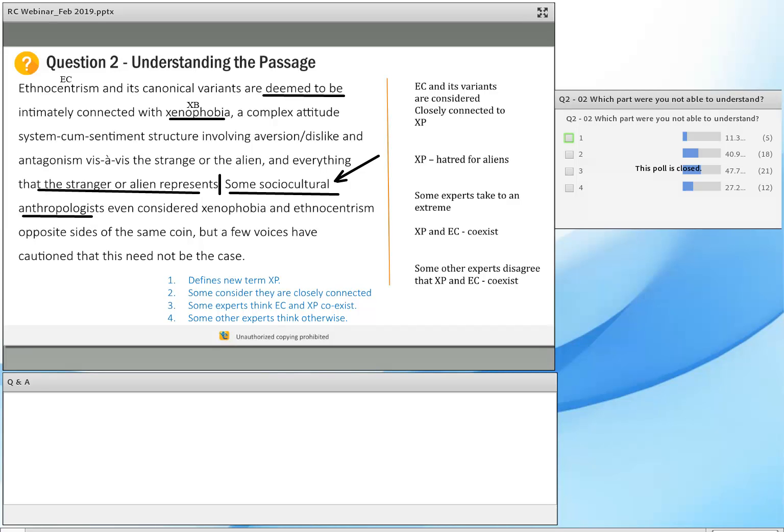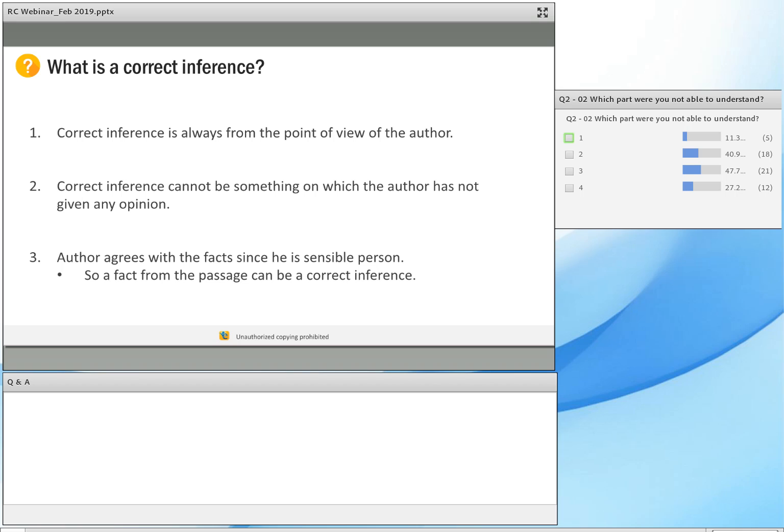Let me end the poll. And again, you can really see 2 and 3 were things that a lot of people weren't able to get, and a few of you weren't able to get 1 and 4 as well. Okay, so let's go to the answer choices now. But before we do, a correct inference is always what the author thinks, from the point of view of the author, which means a correct inference cannot be something on which the author hasn't given his opinion. But if there are facts in the passage, the author will agree with them. Why? Because on the GMAT we don't dispute facts.